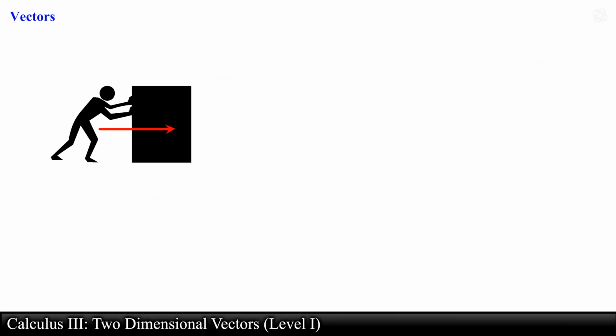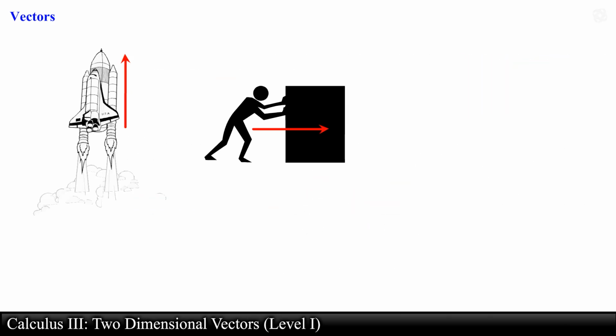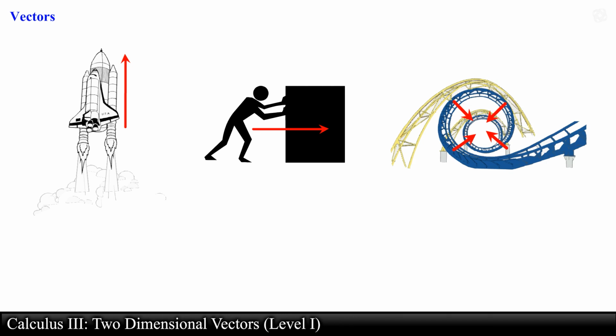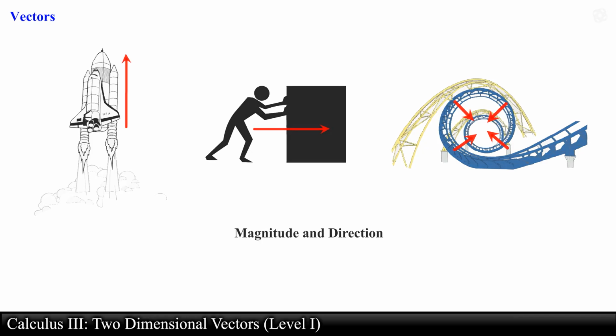Quantities such as force, displacement, velocity, and acceleration involve both a magnitude and a direction, and cannot be characterized completely by a single real number. A convenient way to represent these types of quantities is by using vectors.